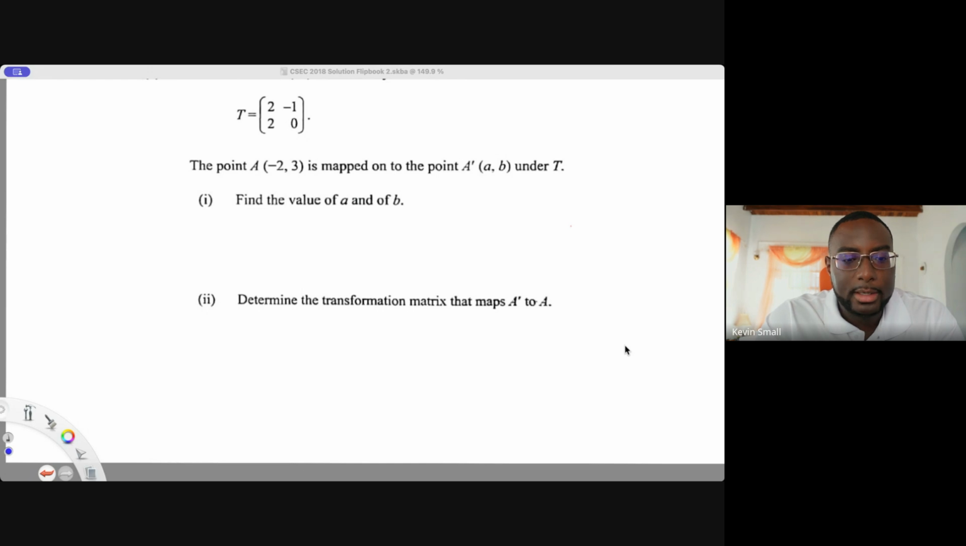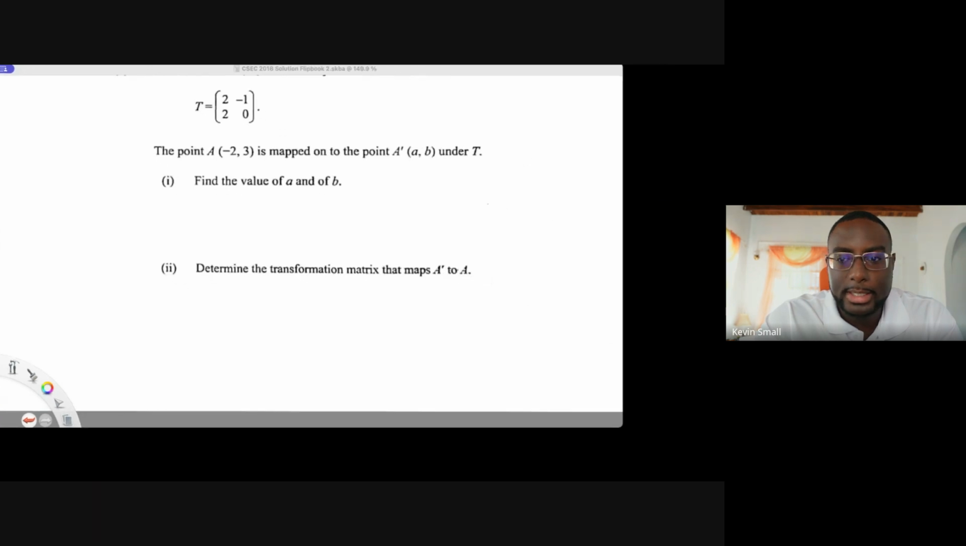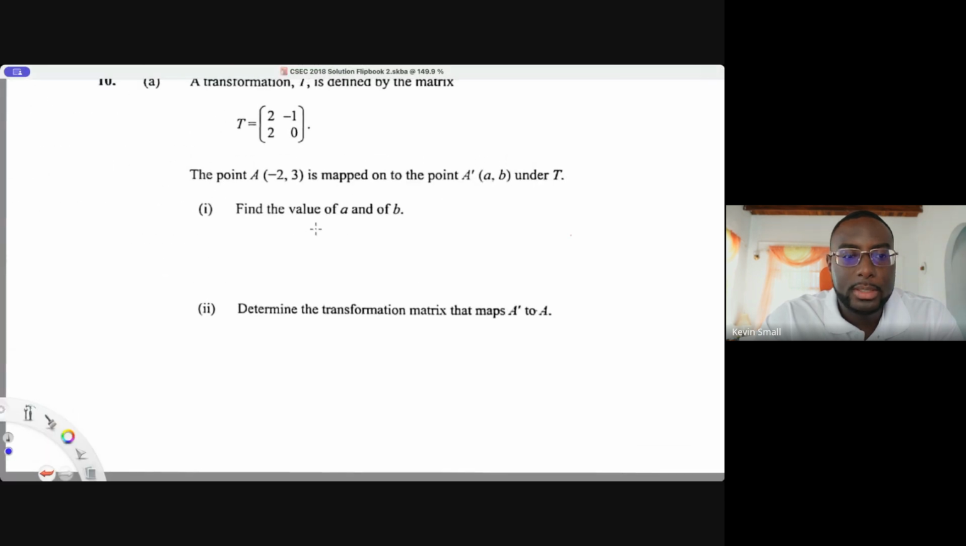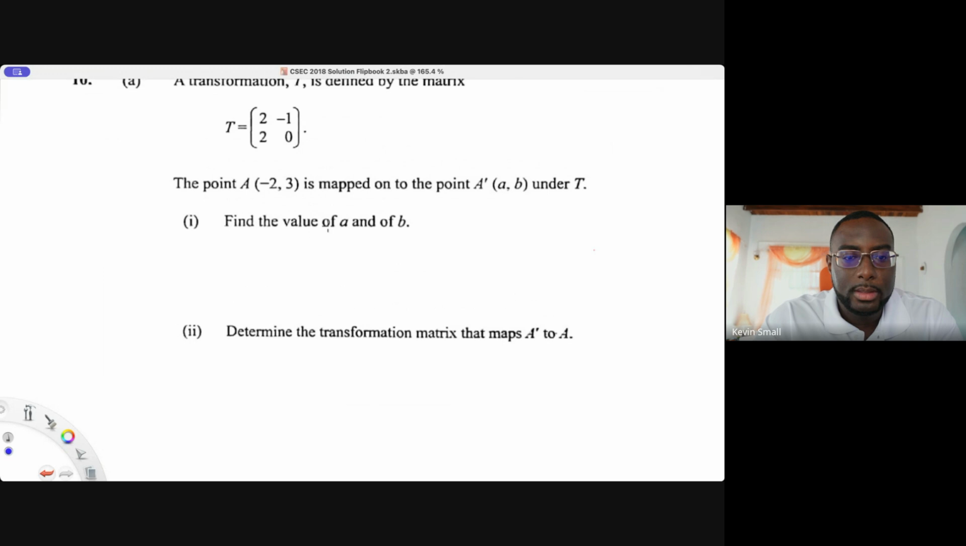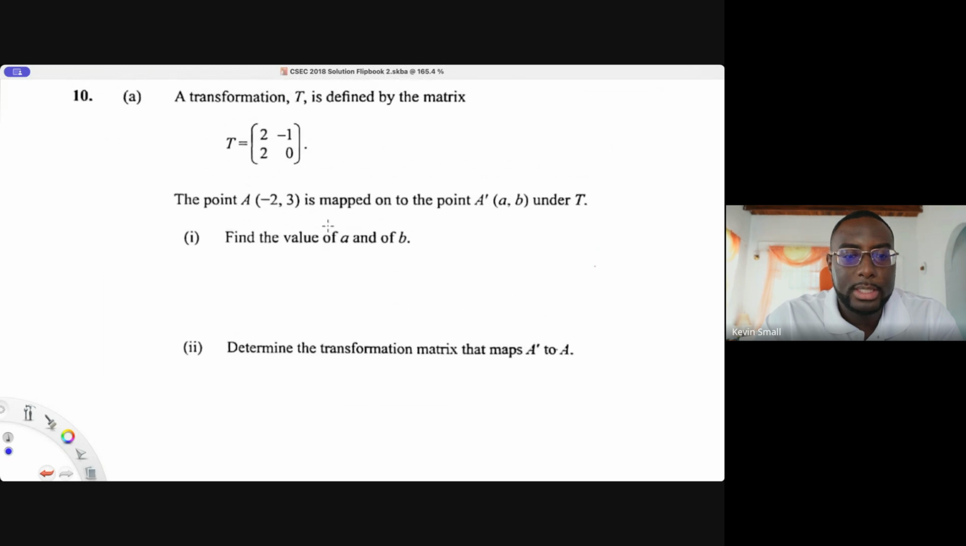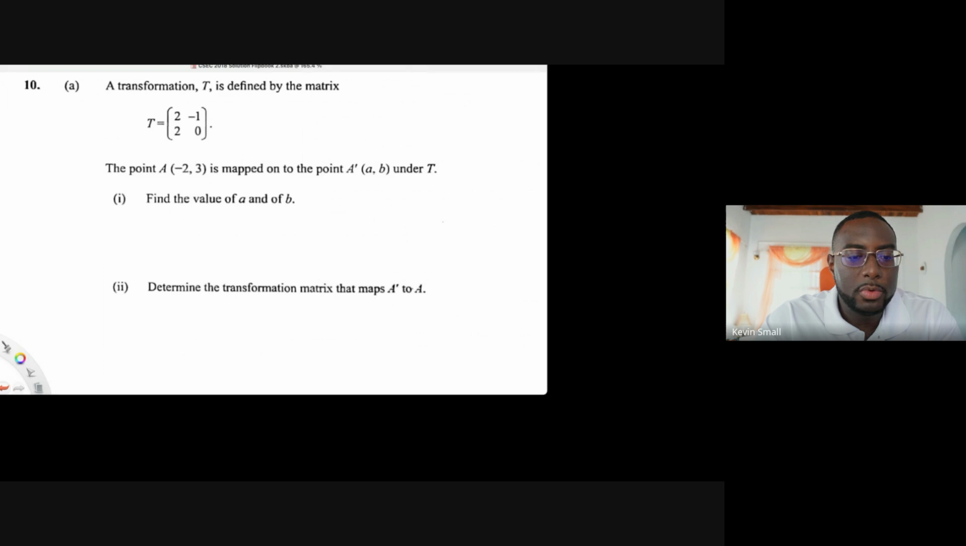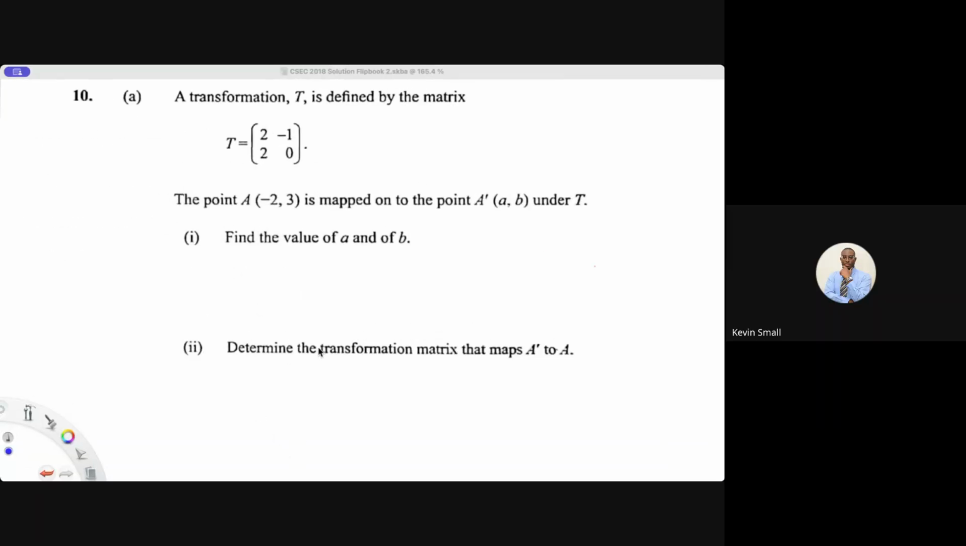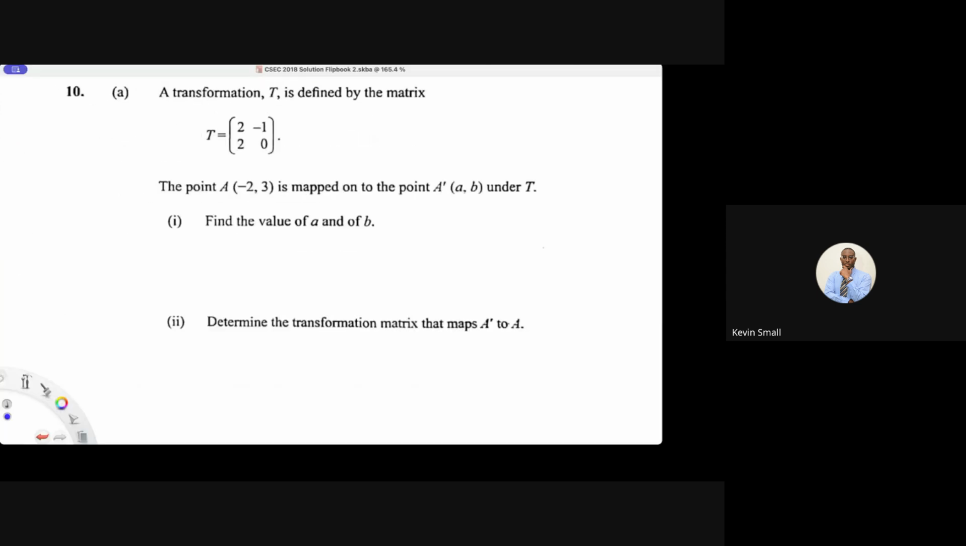But let's look at the question here as is, and then we should be finished for the day. A transformation T is defined by this matrix. So this matrix represents some transformation. Remember, transformation could be a movement, it could be a reflection, it could be a rotation or enlargement, but it didn't say what it represents. It just says a transformation.